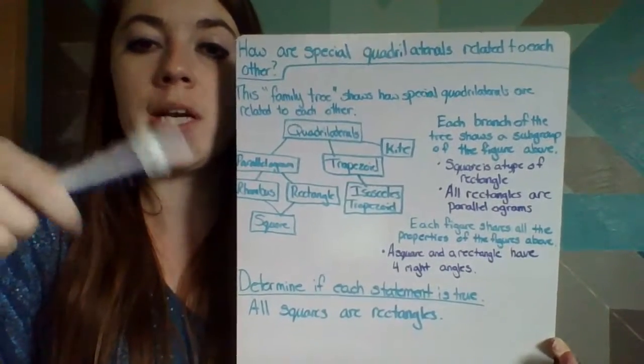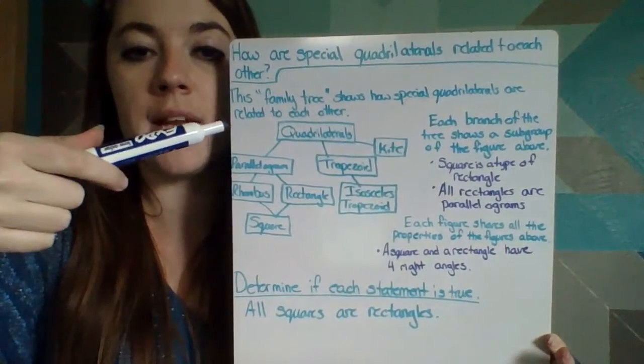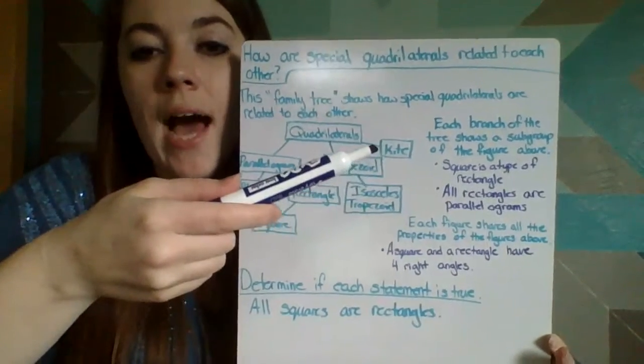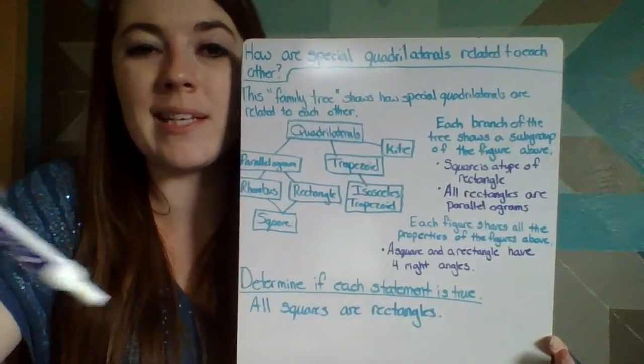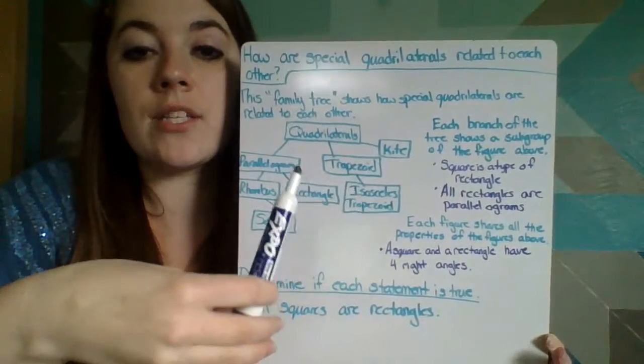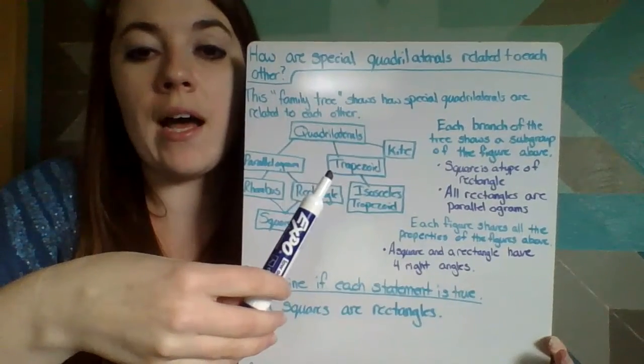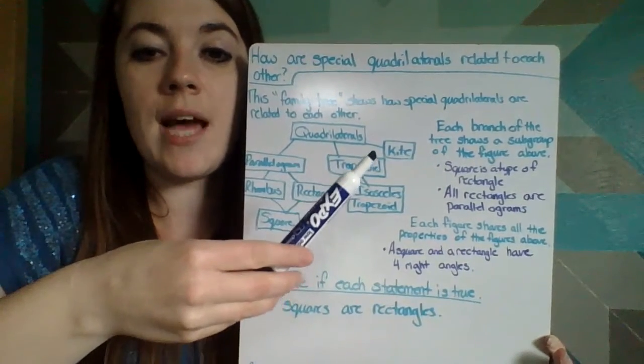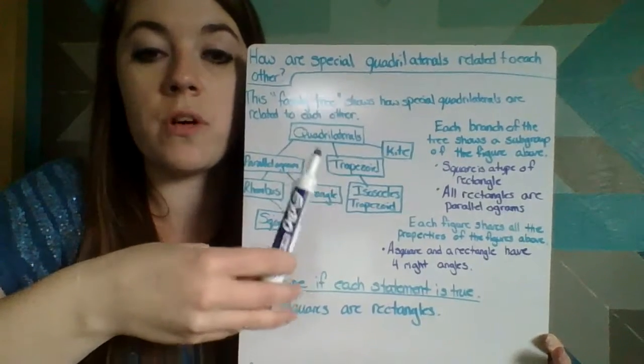This family tree shows how special quadrilaterals relate to each other. So quadrilaterals is up at the top. We have a kite, which we haven't really talked about. Don't worry, we'll get to that later on when you're in 6th grade. We've got a trapezoid, and we have a parallelogram. So these are 3 different types of special quadrilaterals.